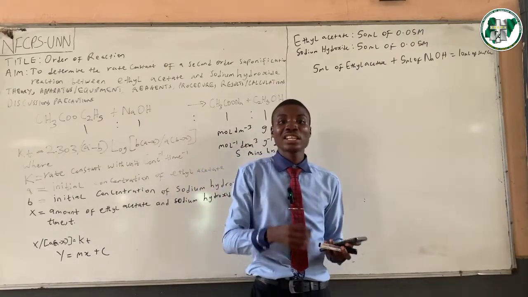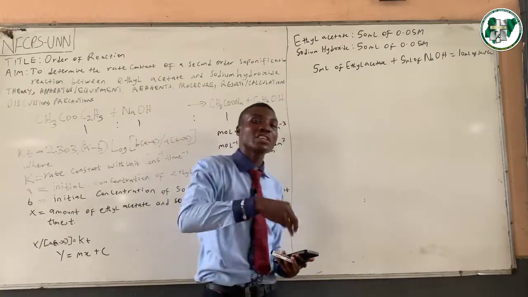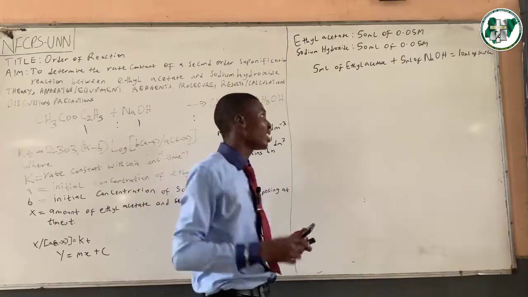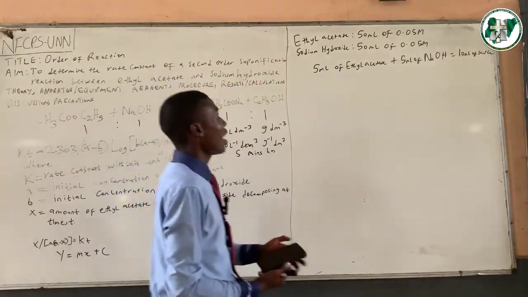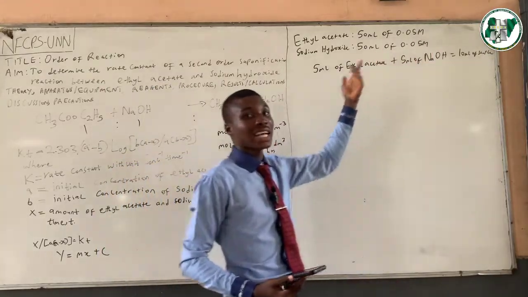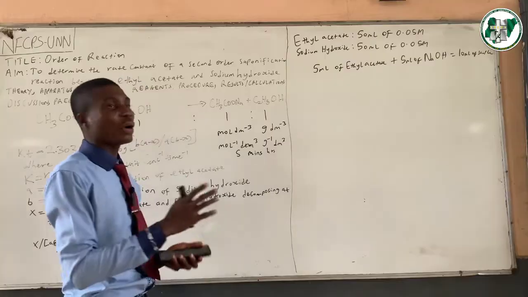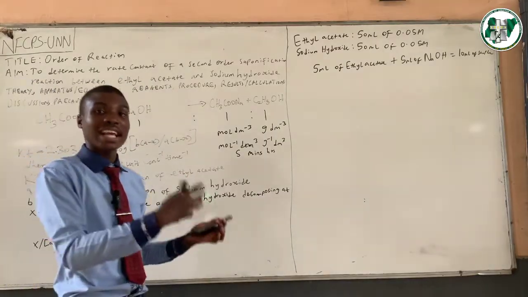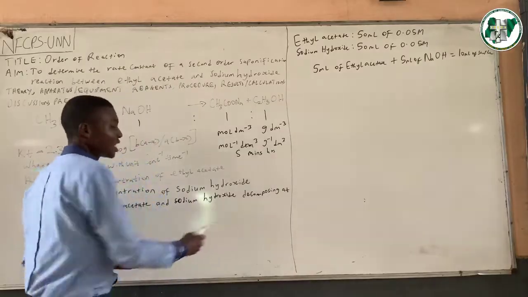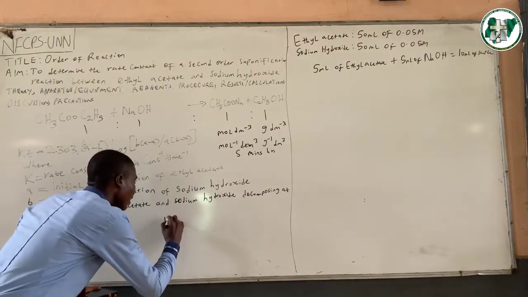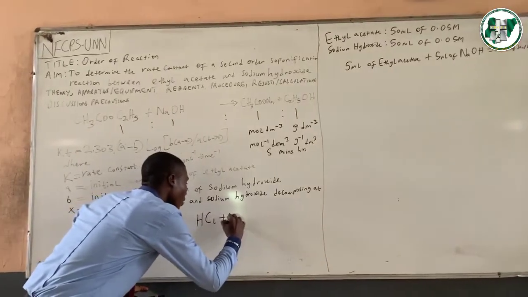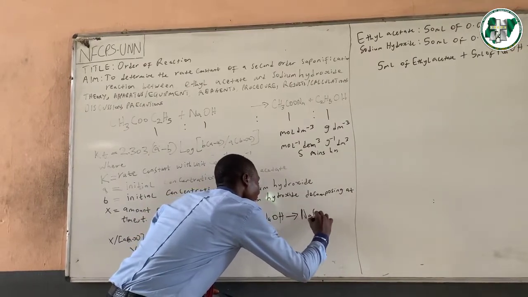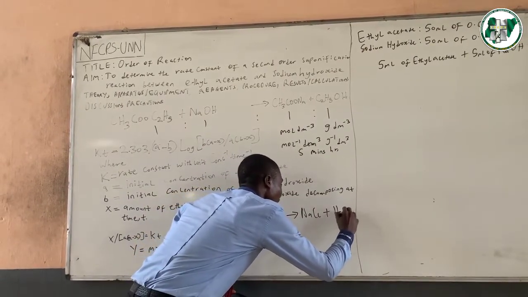The next procedure now says after withdrawing the 10 ml, you quench the reaction by adding 20 ml of 0.05 molar HCl. Now the HCl you're also working with is having the same concentration as the base and the ethyl acetate. So for us to be able to understand what's happening there, we will need to write the equation of reaction between HCl and sodium hydroxide. I'll just use this space here so you can see what we're doing. So this is HCl plus sodium hydroxide to give sodium chloride and water.